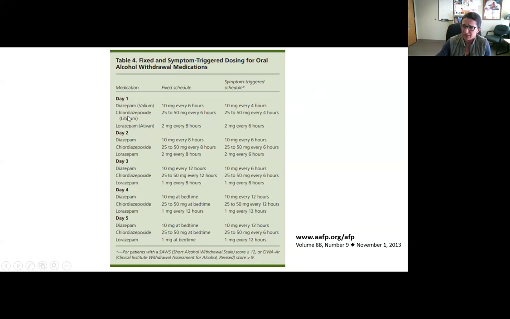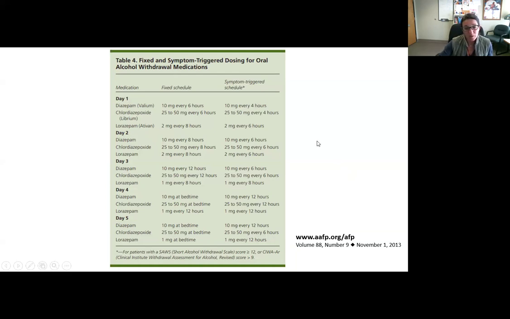For instance, if we were giving lorazepam, we would prescribe 2 milligrams on day one every 6 to 8 hours. I would say we usually prescribe it for 6, but then move over to this column: day 2 every 8 hours, and then we decrease to 1 milligram every 8 hours, by day 4 every 12, and then 1 milligram at bedtime. Again, this is just one example of a potential taper. You'll see lots of variations on it.